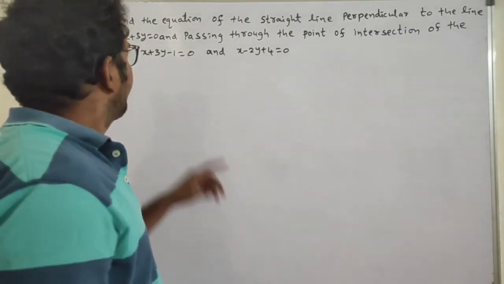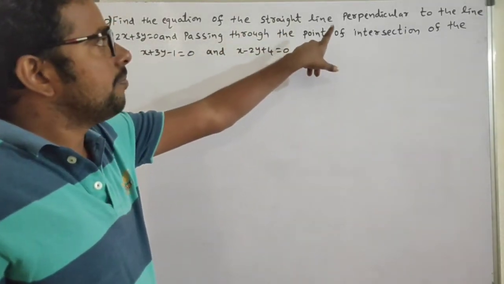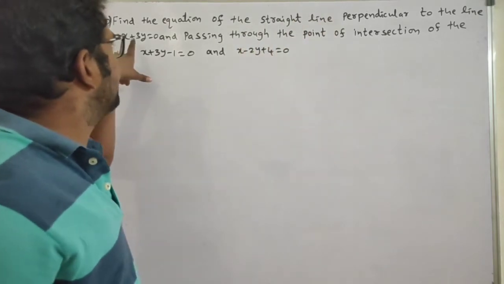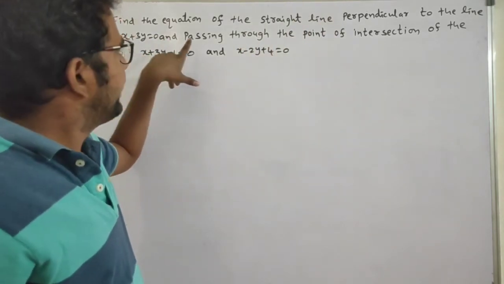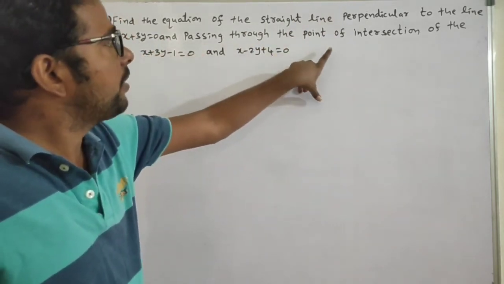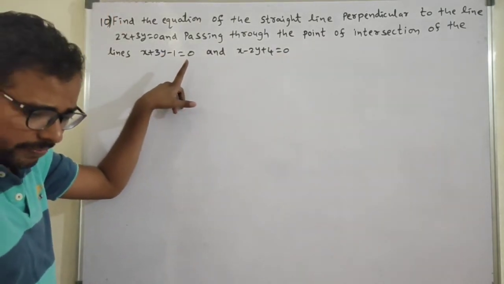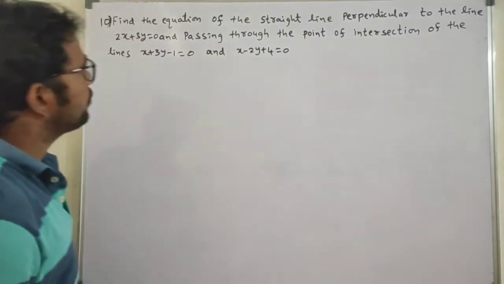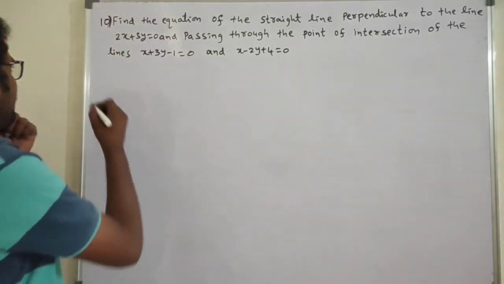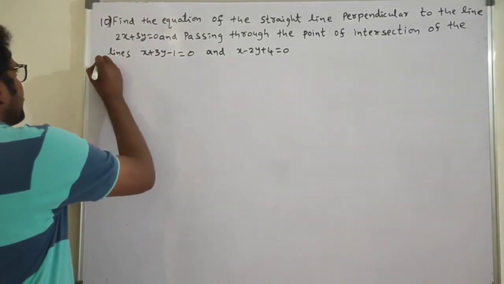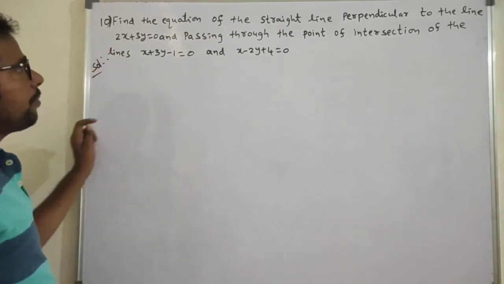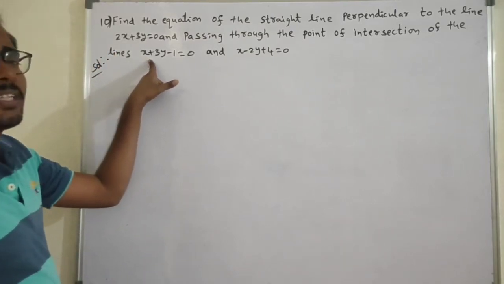Now 10th question. Find the equation of the straight line perpendicular to the line 2x plus 3y equals 0 and passing through the point of intersection of the lines x plus 3y minus 1 equals 0 and x minus 2y plus 4 equals 0. So solution. The required line is passing through the point of intersection of two lines.